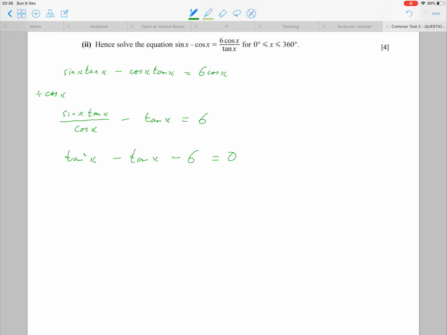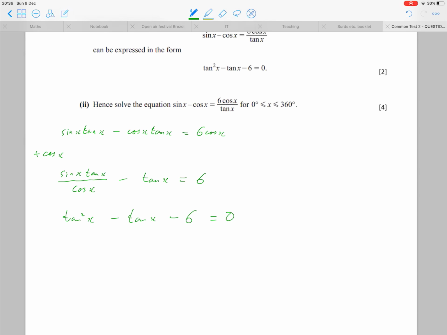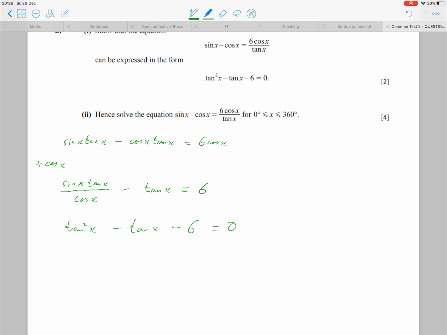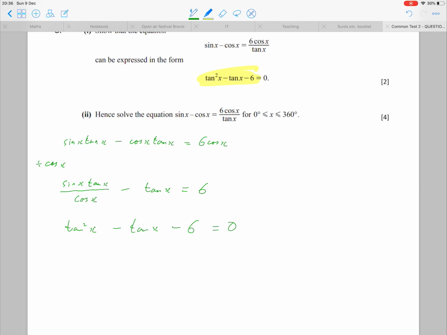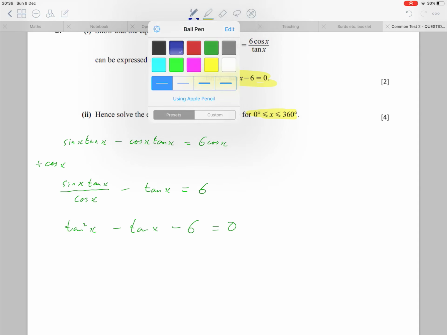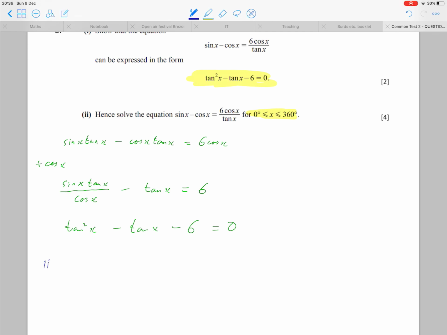Okay, hence solve the equation. Now, that is the same equation. It's always worth just checking it's exactly the same. This is this, but we've just written this in a much better form, which is this one. So really, ignore that. Really, question 2 is saying solve this equation for x in this range. So let's go ahead and do that. So part 2.